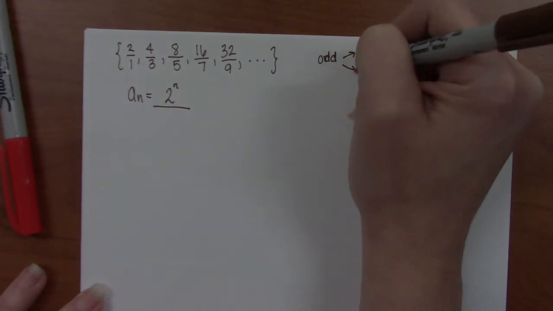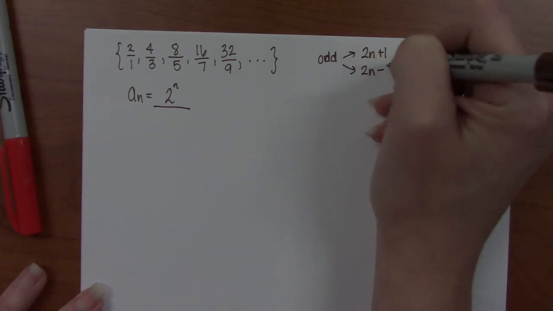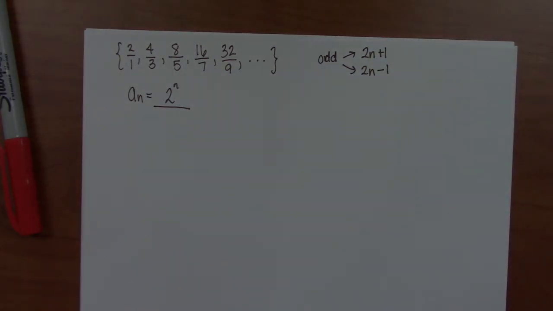we usually go 2 different ways with it. We could say it's 2n plus 1 or 2n minus 1. What I'm saying there is, to get an odd number, you take an even number and you either add 1 to it or you subtract 1 away from it. But we have to figure out which one of these we want to use.